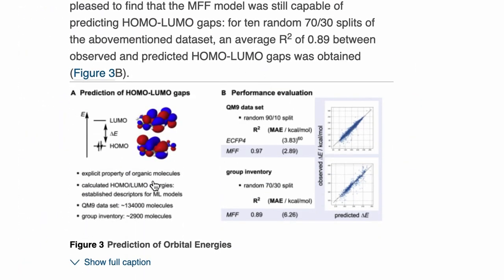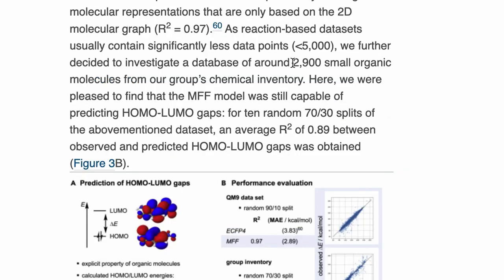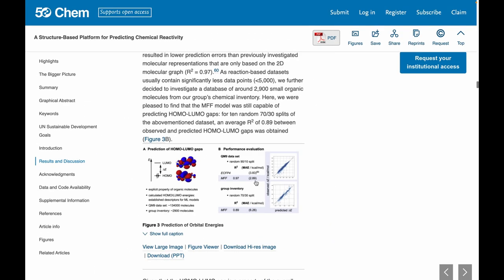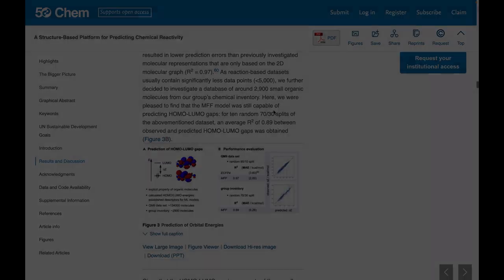So in here, they have generated a dataset of around 2900 organic compounds using DFT calculations, and what they have done is use MFF for predicting these HOMO-LUMO gaps. So you can further go ahead and explore this paper. It is an open access journal, so you might not need institutional access for this.